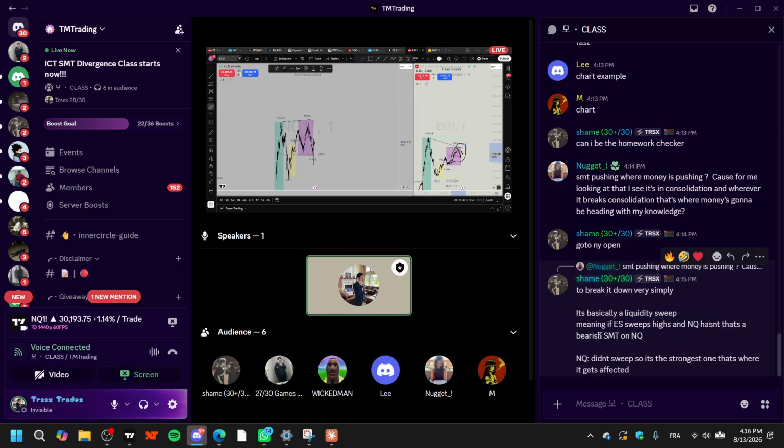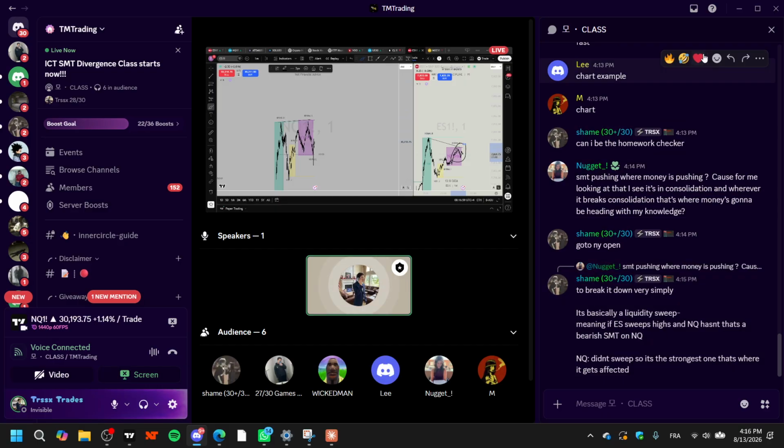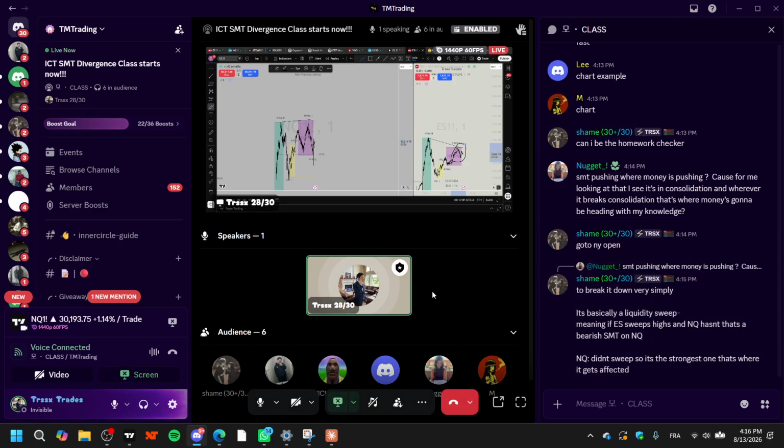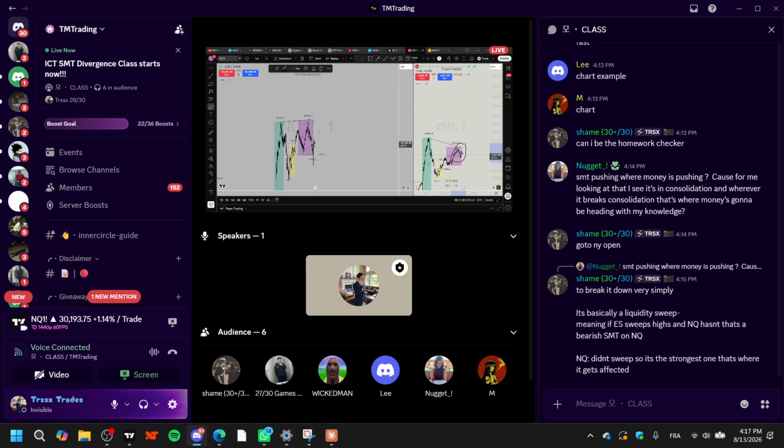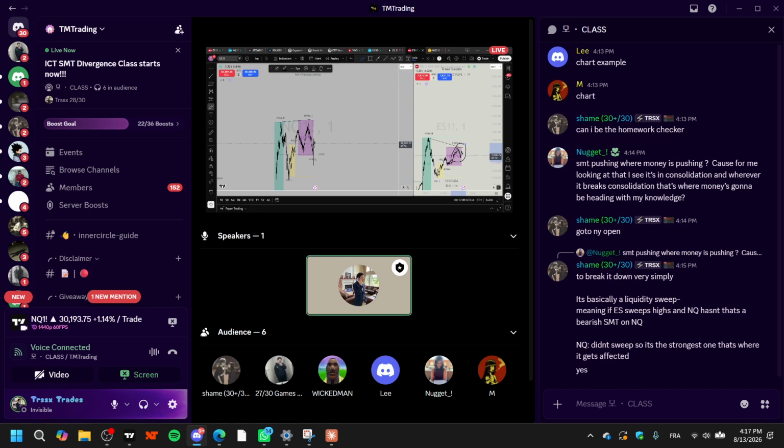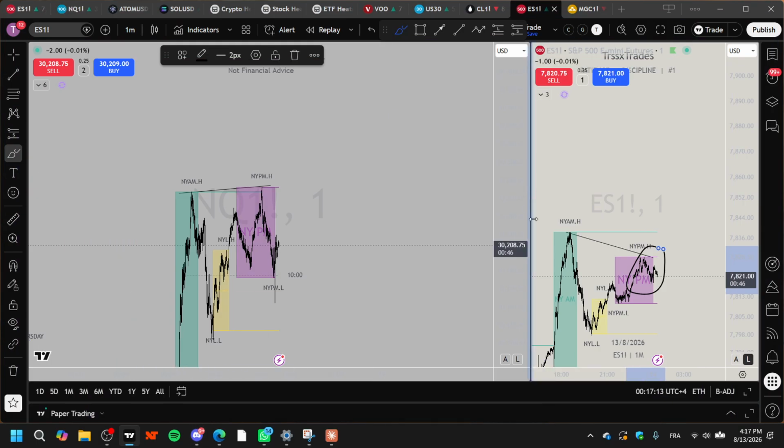To break it down very simply, Nick was good. It's basically a liquidity sweep, meaning if ES sweeps high and NQ hasn't, that's a bearish SMT on NQ. NQ didn't sweep, so it's the strongest one. Exactly. But do we understand this example that we're seeing right now on the chart? Yes, okay. What about you, Nuggets? Do you understand this one right here, where we can short on this one?